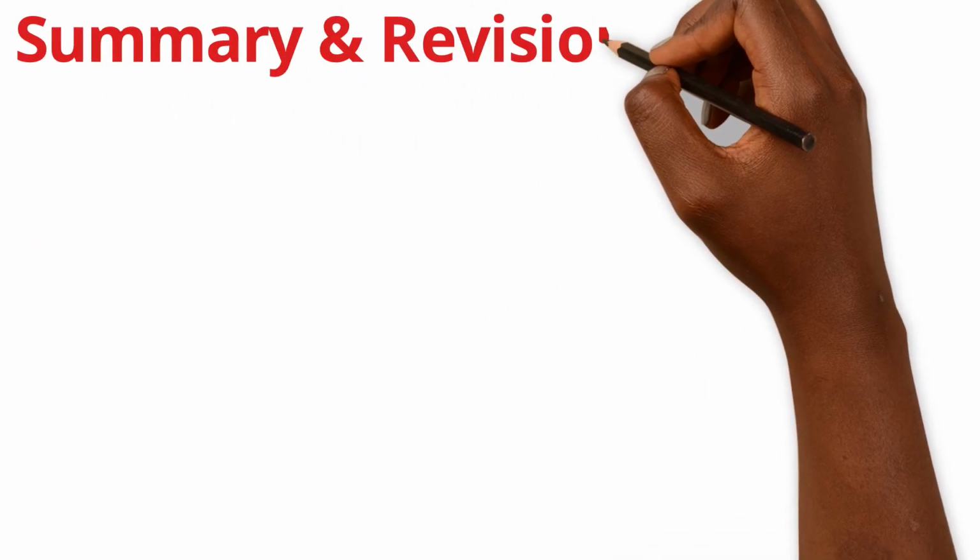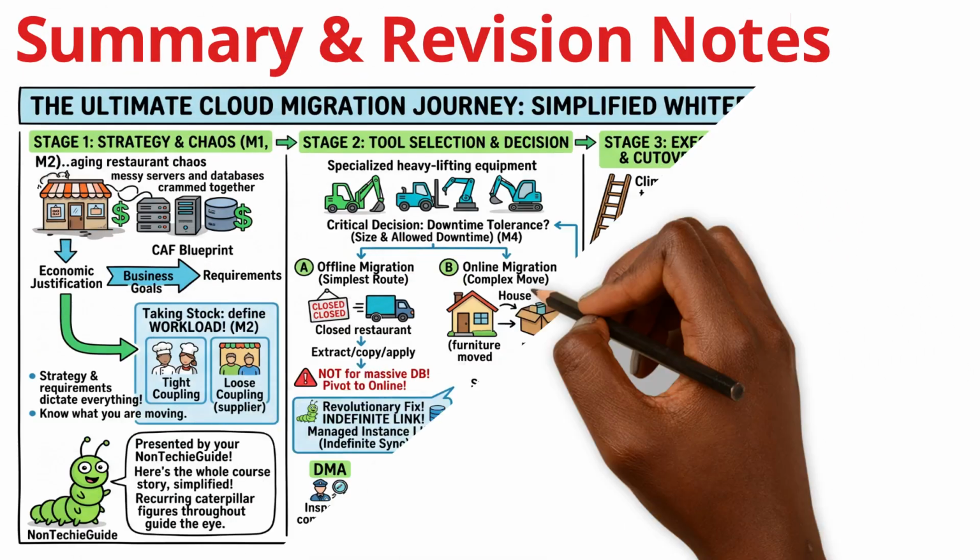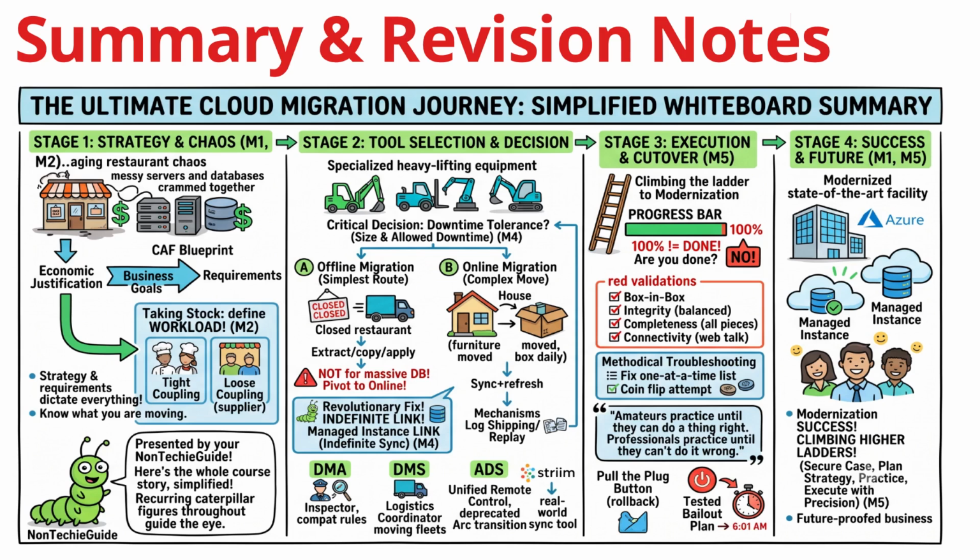Looking back, we began our cloud migration journey by confronting the chaos of messy data centers, comparing them to aging restaurants that urgently needed economic justification. We used the Cloud Adoption Framework blueprint to define economic requirements and identify workloads based on their tightly coupled components.